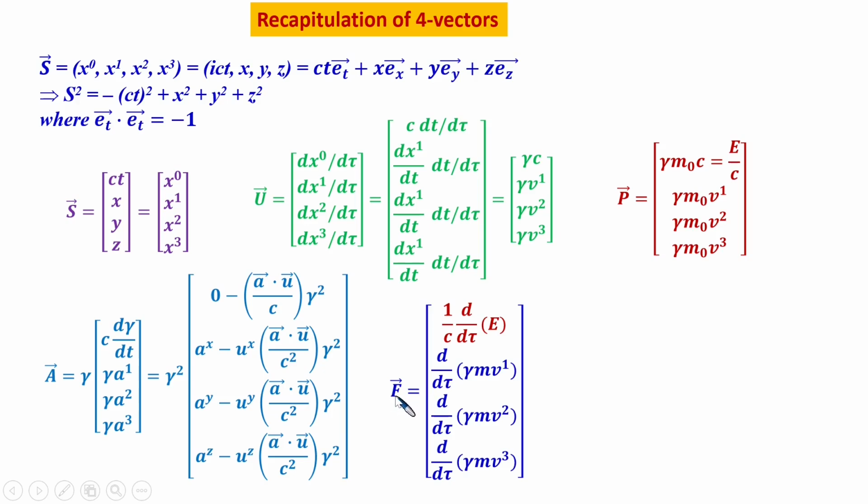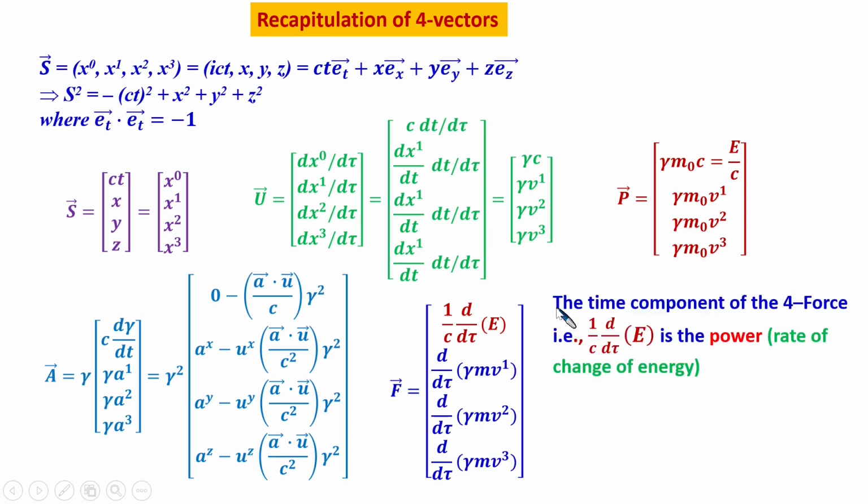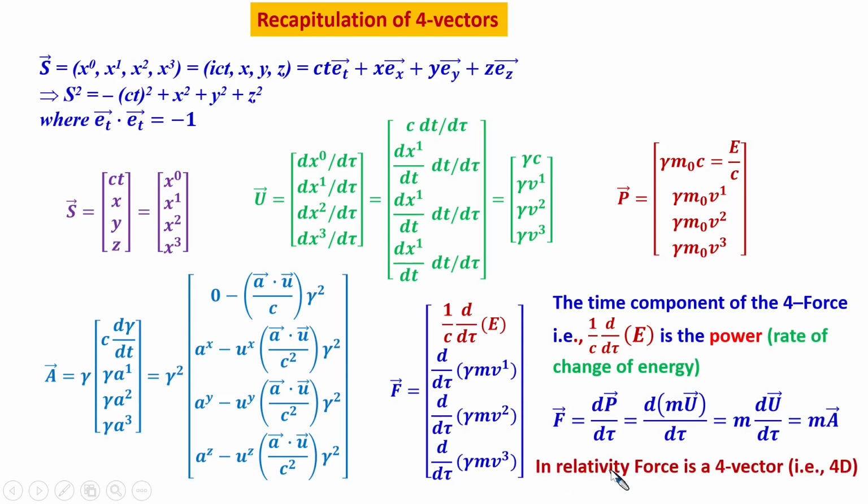Similarly, you can define the force 4-vector, and you take the derivative of momentum with respect to tau, and here these are the spatial coordinates. And the interesting thing is that the time component of the 4-force is the power, that is the rate of change of energy, and f is dp by d tau, and I can write this as m into the 4-vector velocity, and this m is constant if I take it. So this is your mass into acceleration. So this 4-vector obeys the Newton law. So in relativity, force is a 4-vector, that is 4-dimensional.